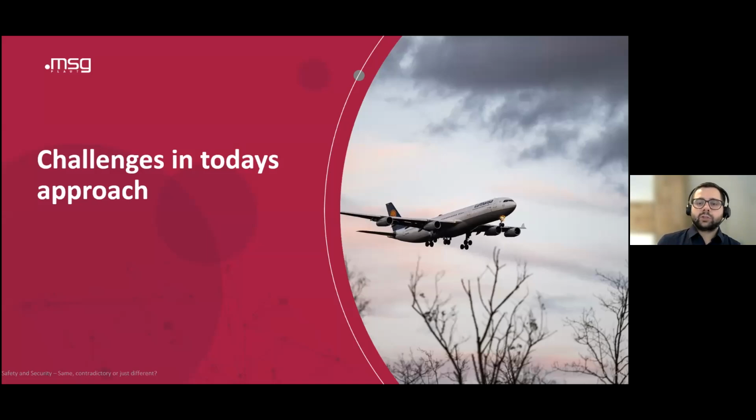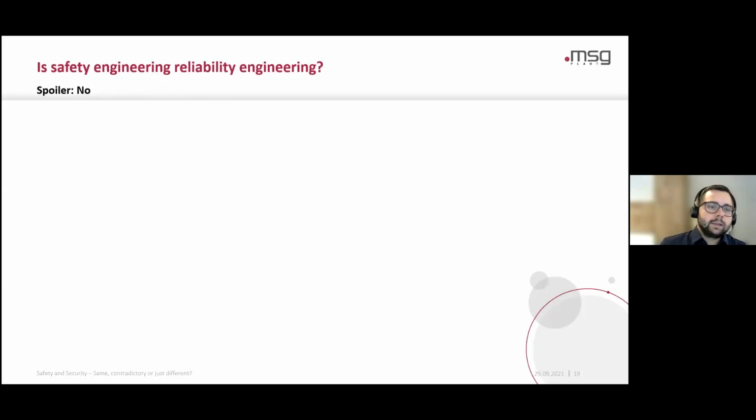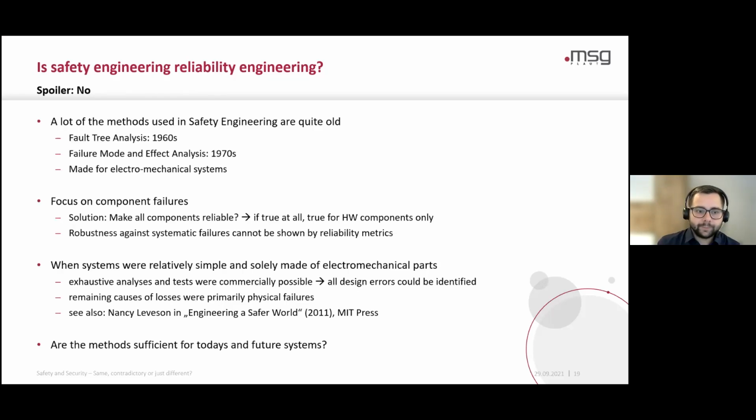This leads us to the challenges of today's approach that is still in place in our safety standards. So the question is: is safety engineering reliability engineering, just using more reliable components in order to avoid dangerous faults? So the spoiler is, as I said before, no, safety engineering is not reliability engineering. But why do we even consider this topic? As we saw, a lot of methods in safety engineering are quite old. We have the fault tree analysis, we have the failure mode and effect analysis. We are focusing on malfunctions of the system. So when something fails, that can lead to dangerous situations.